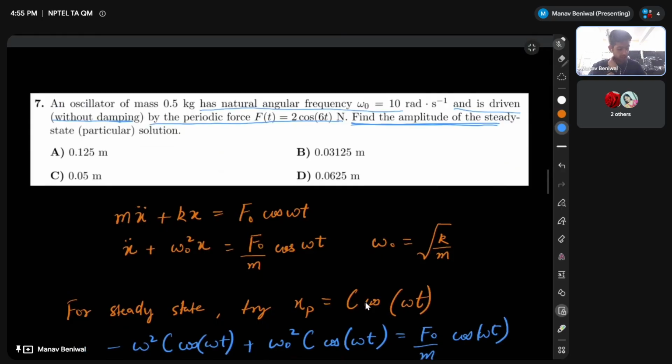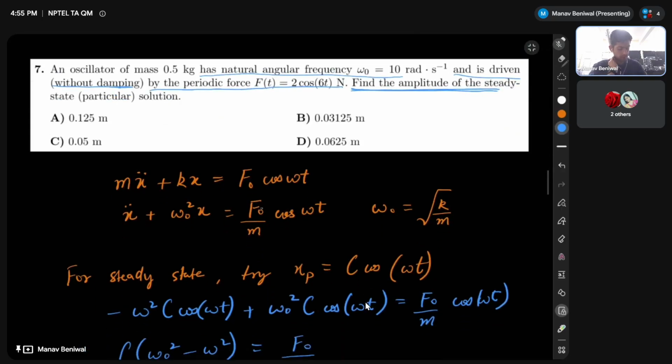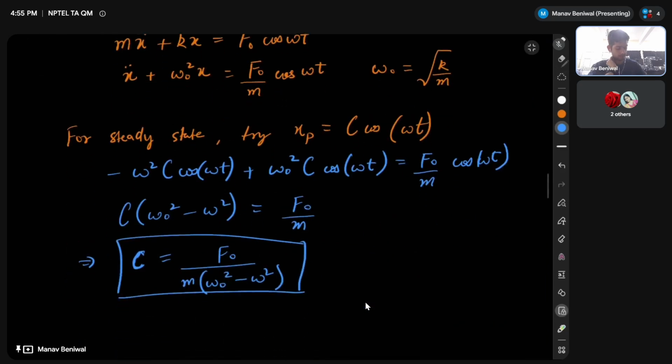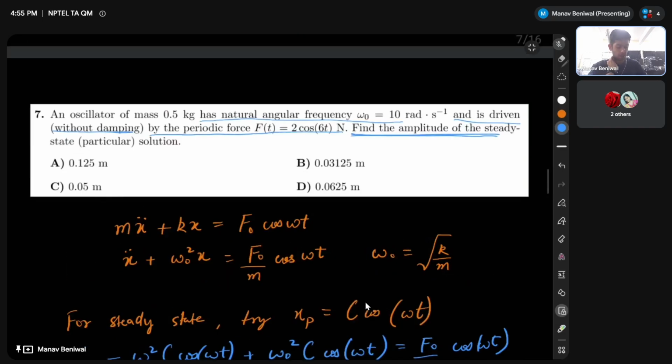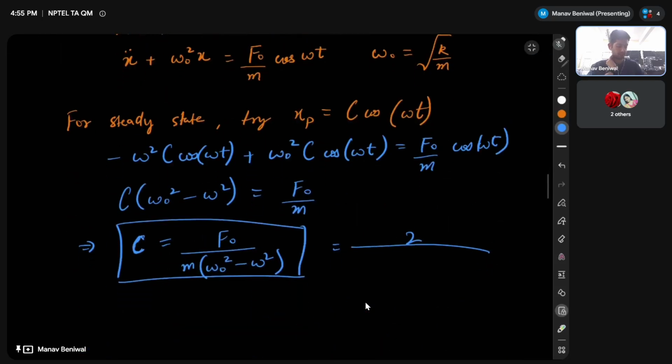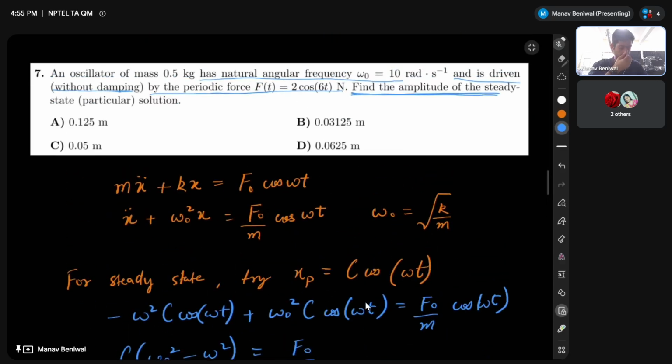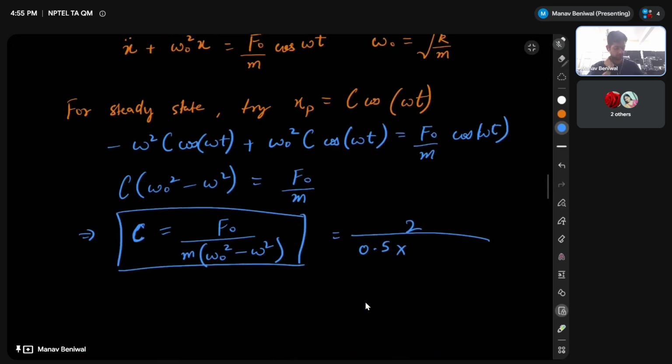Now this F naught is given to us as 2. So let's write it down. So this is 2. The mass is given to us as 0.5 kg. So this is 0.5. And omega naught is 10, whereas this omega is 6.